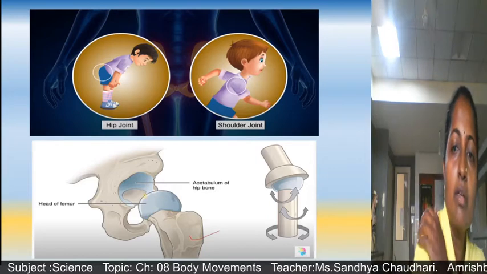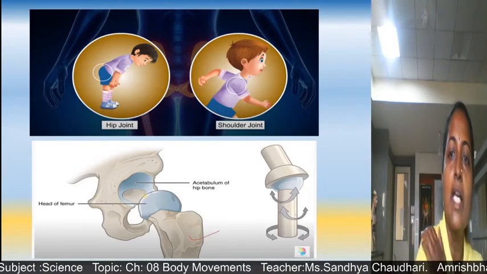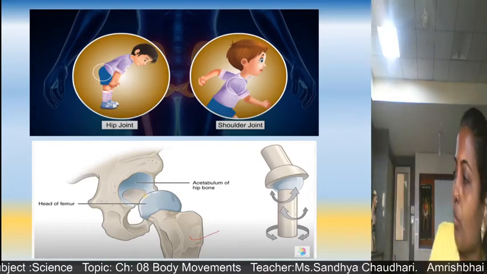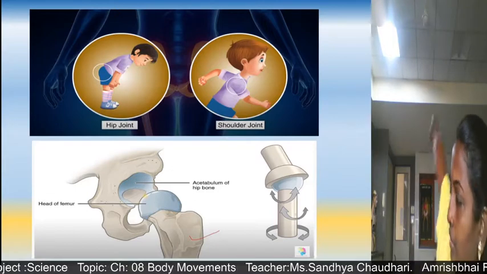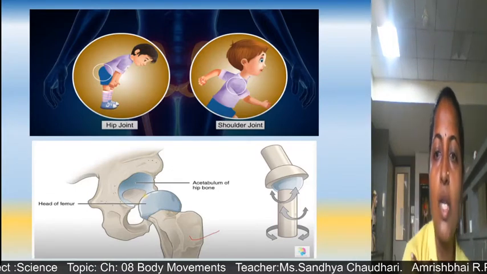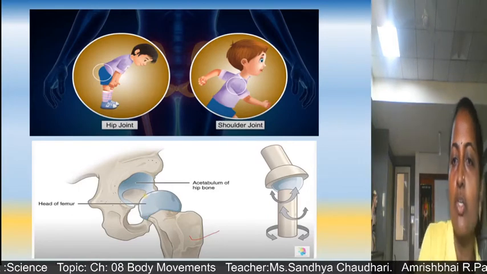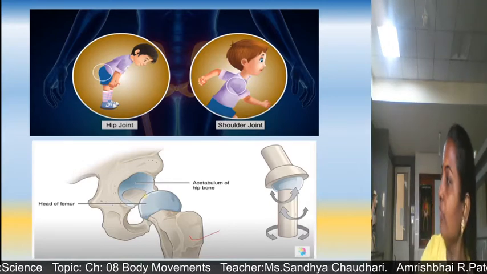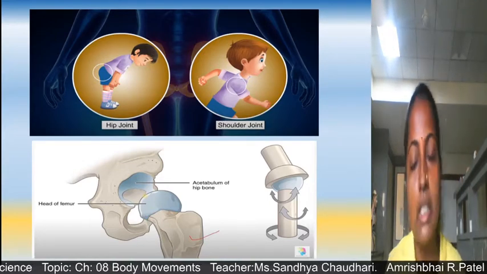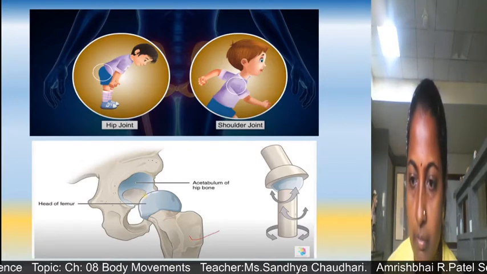Shoulder joint: here our shoulder is there, you can touch it, you can feel a round structure, and that is fitted inside one socket. As we rotate, we can rotate at a 360-degree angle. So this is a ball and socket joint, your shoulder joint. You can move it freely at a 360-degree angle. And in the hip joint also, you can move your leg, so that is a ball and socket joint.